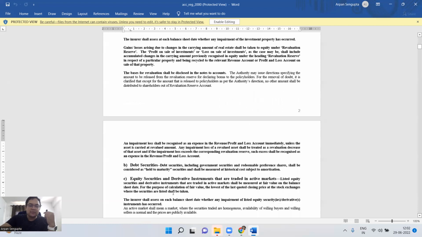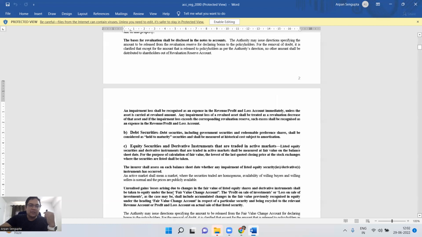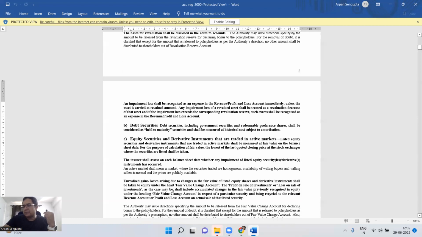Now moving on to the listed equity and derivatives. As we know, derivatives are used for hedging, and listed equity means they are traded actively in the market, and because they are traded actively, they would be taken at fair value. That's the basic concept of market consistent valuation, which you have learned. So listed equities and derivative instruments would be treated at fair value, subject to impairment provision.